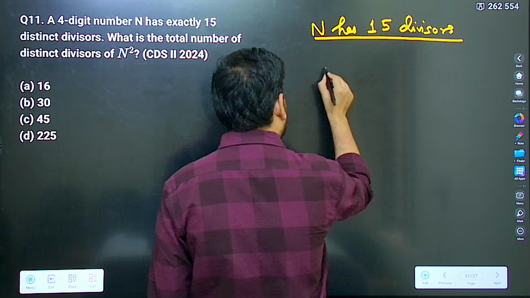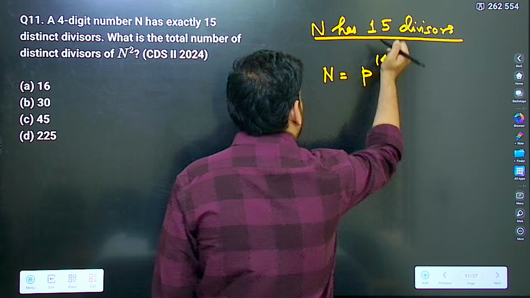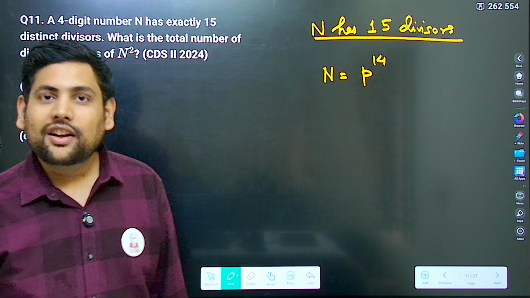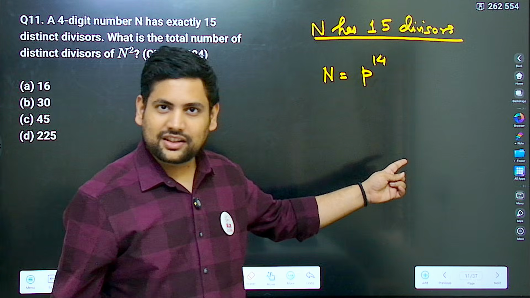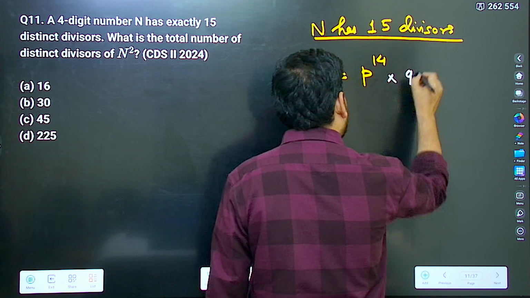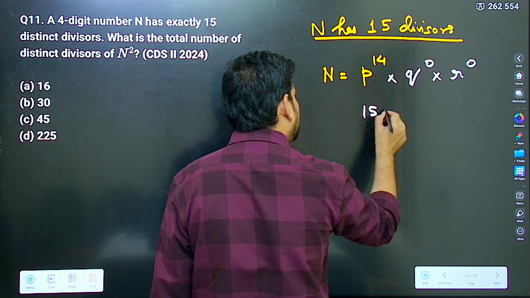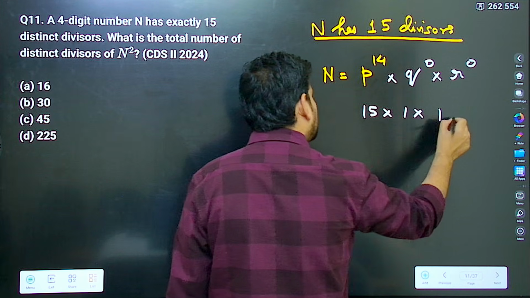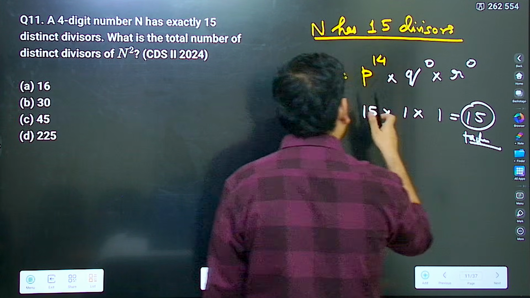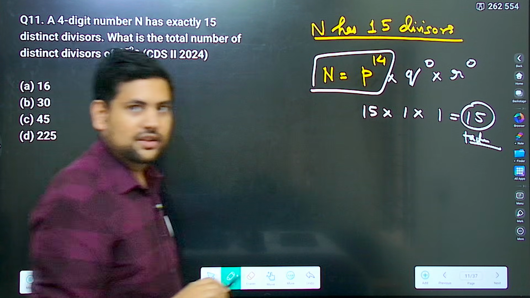N can look like some prime power, sorry, some prime power 14. This is possible. The number of factors will be what? 14 plus 1, correct? 15. For example, other primes are what? If you take q here, then 0, then r here, then 0, correct? So this becomes 14 plus 1, 15. 0 plus 1, 1. 0 plus 1, 1. All multiplied, 1, 1, 1, 1. Ultimately, you got 15 factors. So one possibility is this. This is one possibility, correct?